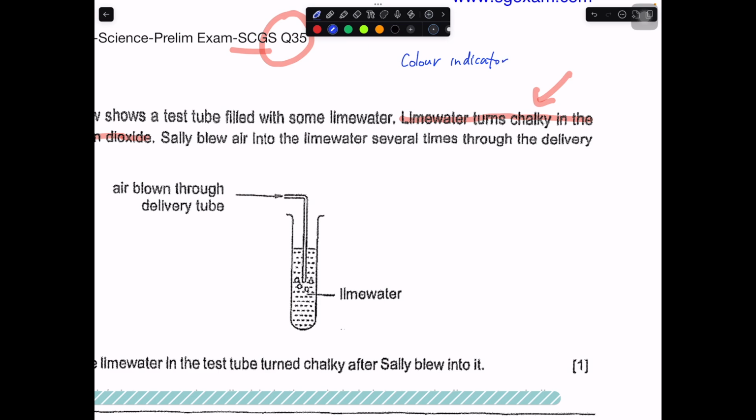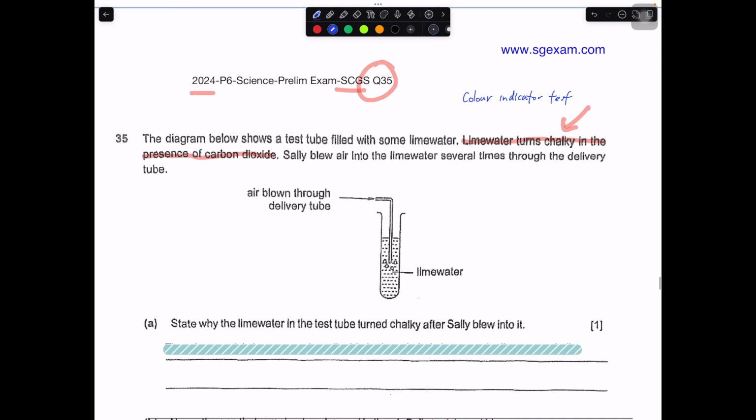indicator test. When there's a color change, it tests for the presence of something. So this is very similar to what your iodine does. So for the lime water, it tests for carbon dioxide. So it means that if the lime water remains clear, which is the original color, that is the absence of carbon dioxide, or there isn't enough carbon dioxide to turn the lime water chalky.